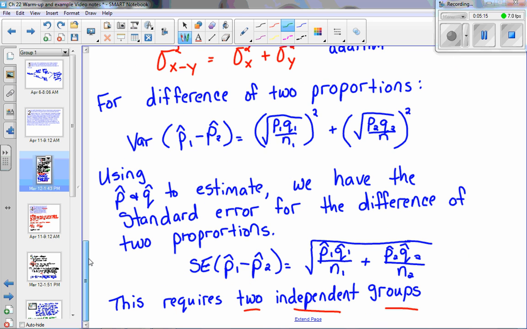So this is what the formula is going to look like. We're going to use a p hat and a q hat in our formula, which means this is going to be called the standard error for the difference of two proportions.